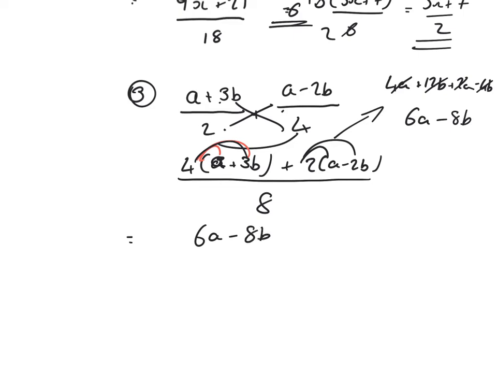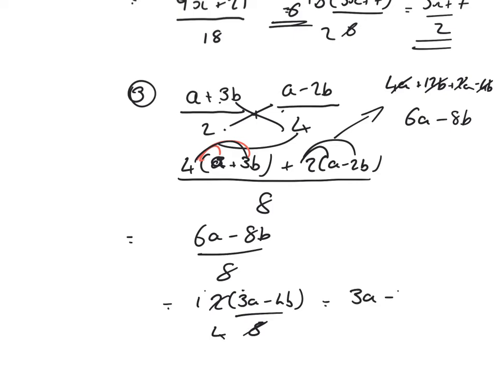6a plus 8b over 8. Can I take out a common factor? Yes, I can, which is 2. 2 bracket 3a plus 4b over 8. 2/8 goes down to 1/4. So one lot of the bracket is just whatever's in the bracket. That's 3a plus 4b over 4.